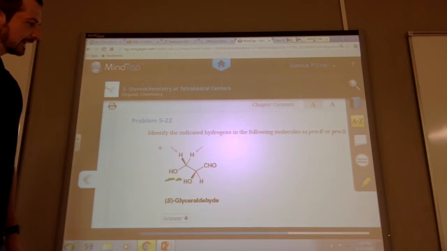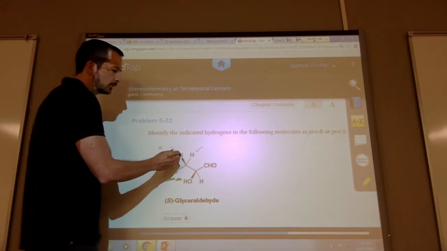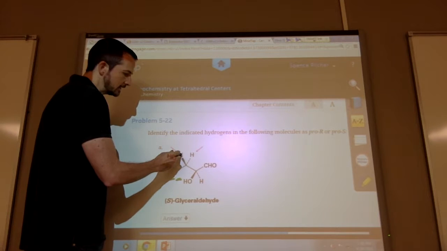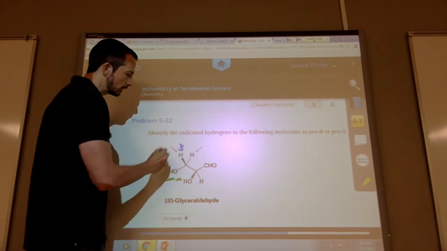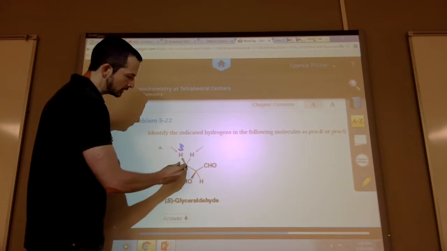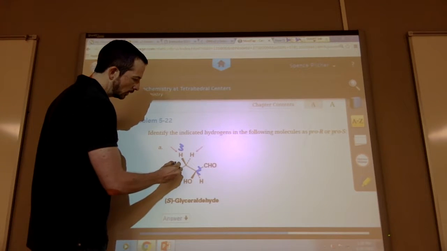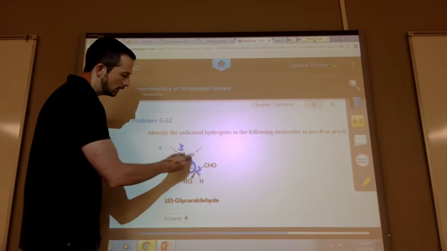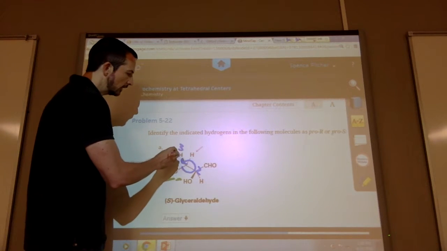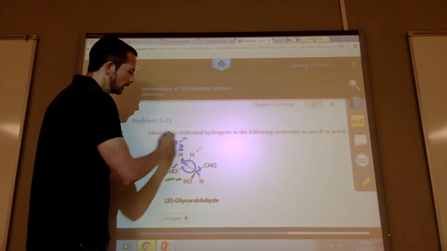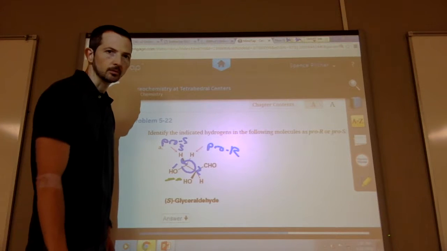It says identify the indicated hydrogens in the following molecules as pro-R or pro-S. If I'm looking at this one, I'm changing that one, so just to be a step above, the hydrogen would be 4, this would be 3. Looking at my other one, oxygen, carbon, so this would be 1 and 2. So that gives me 1, 2 to 3, which is counterclockwise, which is S. So that means that hydrogen is a pro-S, and the other one must be a pro-R then.